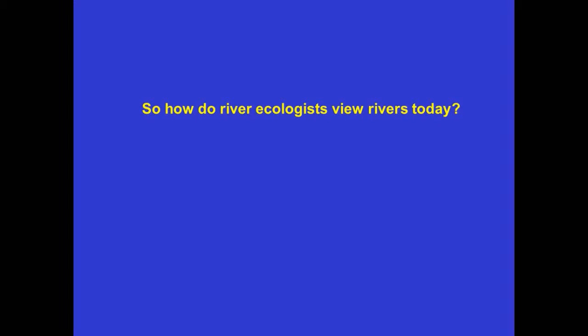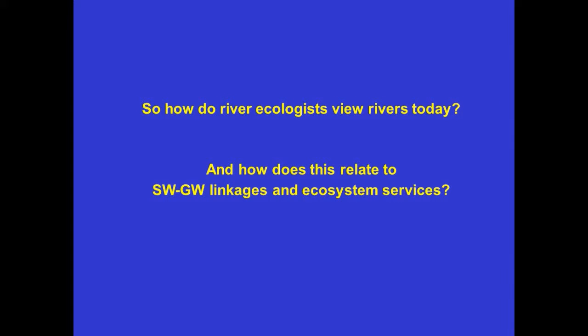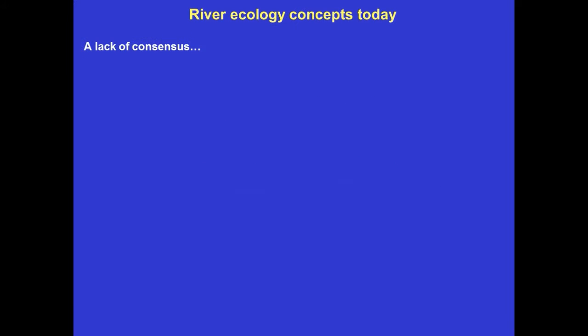And I think that raises the whole question, well, after 25 years of landscape ecology, come on, tell us, how do river ecologists view rivers today? And also, how does this view of river ecology and river systems today relate to surface groundwater linkages and ecosystem services? Well, the sad news is that there's a lack of consensus still. So if you came here for the big answer, I'm afraid I don't have it. You can leave now, I guess. But let me first explain why there's a lack of consensus, and then let me give you a little conciliatory prize.